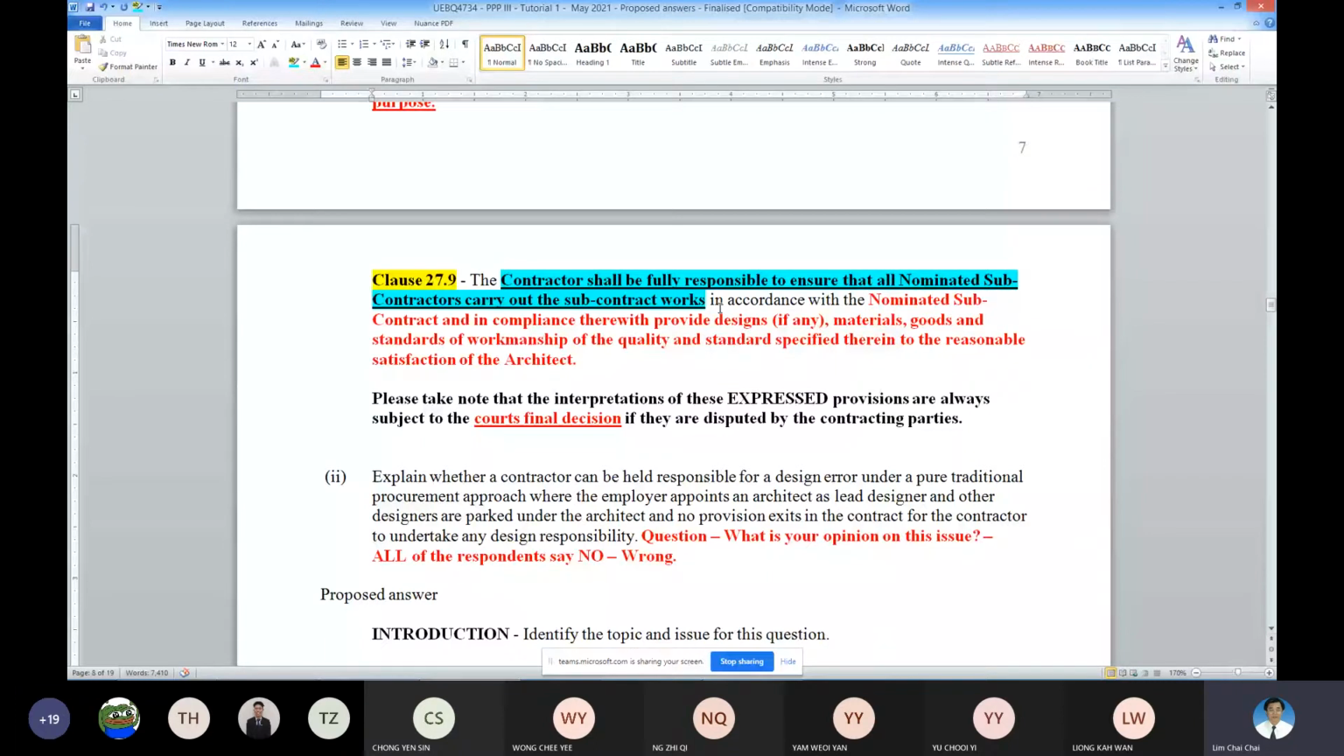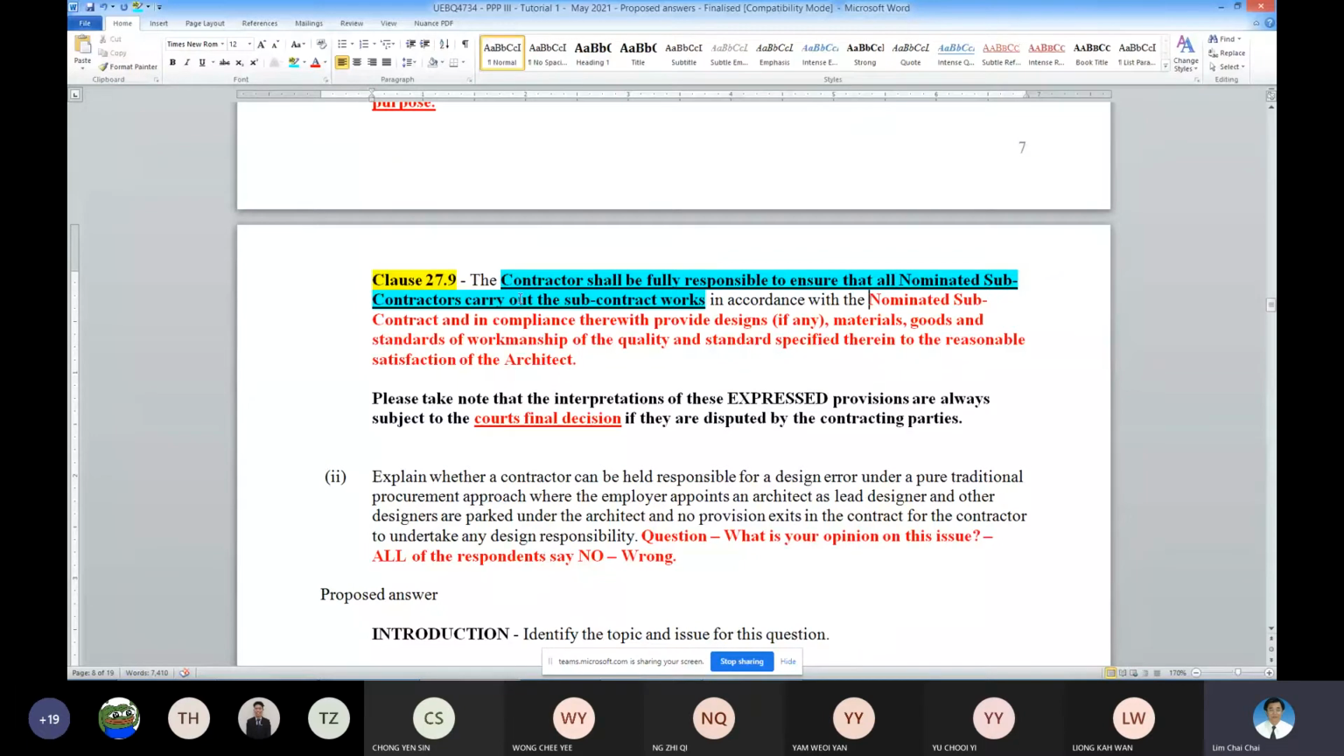Generally, the concept is this. NSCs are parked to the contractor. If anything goes wrong with these NSCs, the employer cannot have any relationship with the NSCs. So the employer will have to take action against the main contractor because of no privity of contract between the NSCs and the employer.